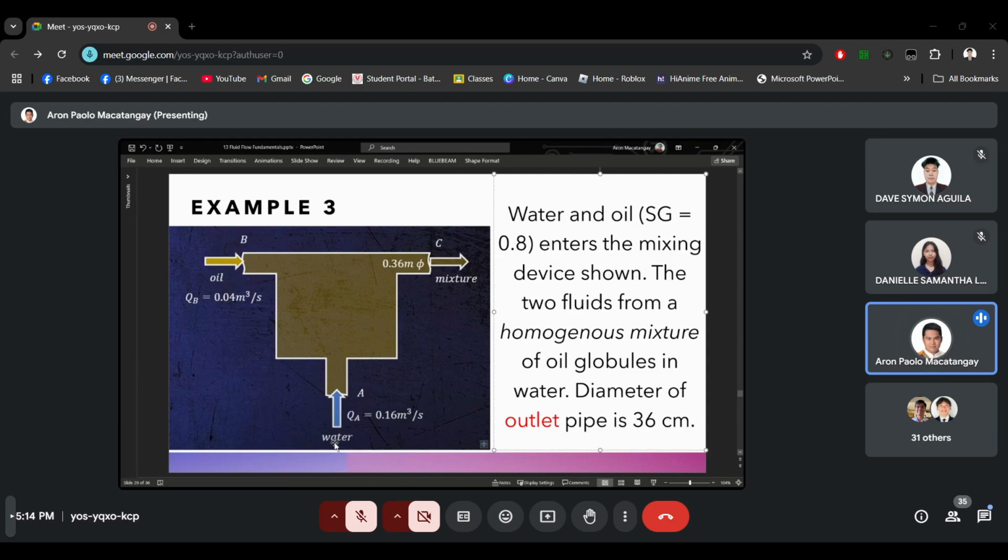We have point A, where water is entering. Volume flow rate is 0.16 cubic meters per second. We have point B where oil is entering. Again, specific gravity of that is 0.8 and has a volume flow rate of 0.04 cubic meters per second. Outlet pipe point C, we do not know the volume flow rate, but we know the diameter, 0.36 meters. Okay, any clarifications? Did anyone not understand or get confused with the problem or the goal of the problem?